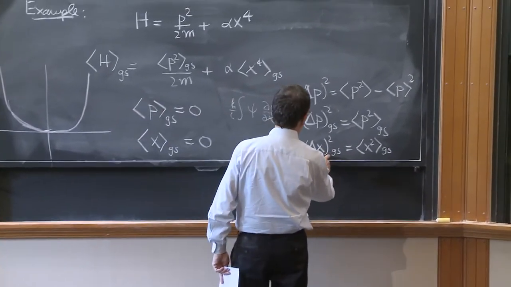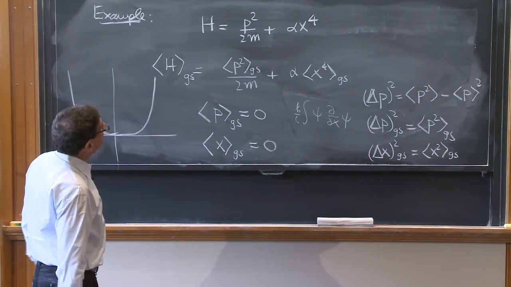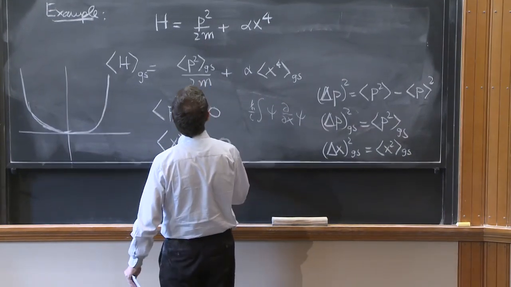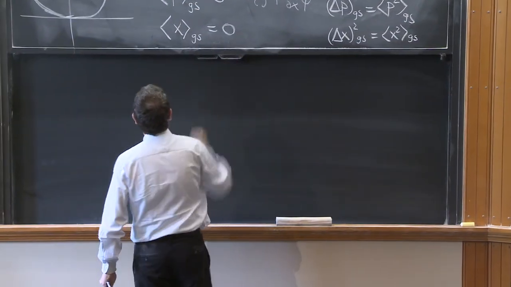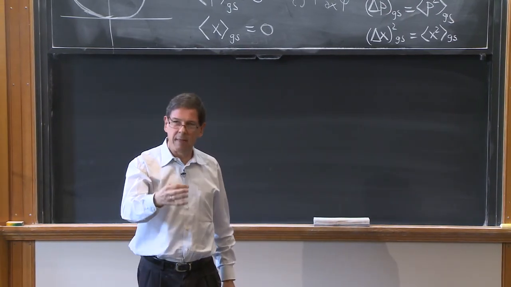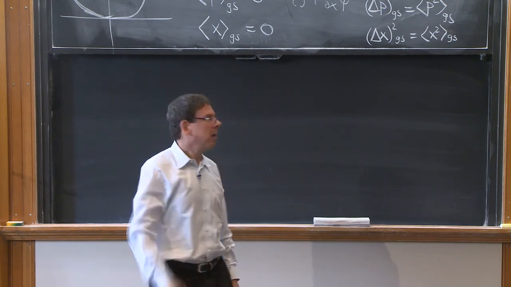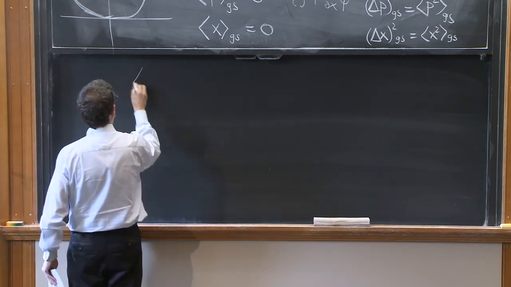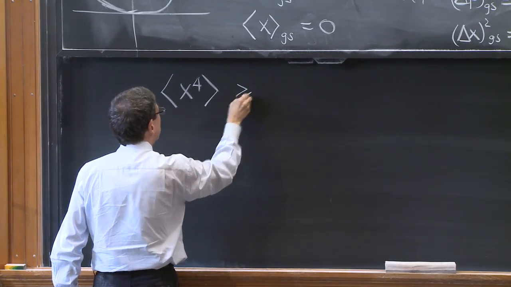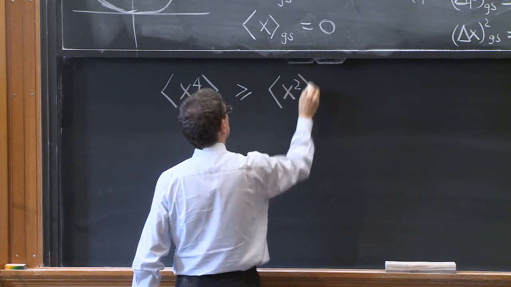The small complication is that we have the expectation value of x to the fourth. Now, we learned, maybe I can continue here, that the expectation value of an operator squared is bigger than or equal to the expectation value of the operator, squared. So the expectation value of x to the fourth is definitely bigger than the expectation value of x squared, squared.